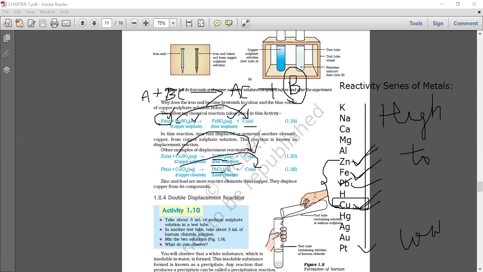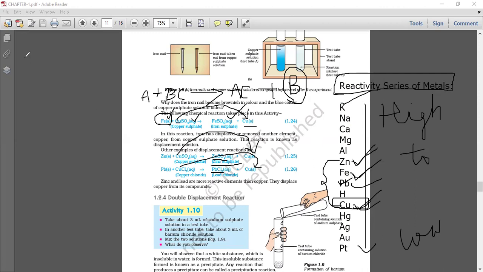So these are some more examples of single displacement reactions. We should know about the reactivity series of metals. The most reactive is potassium, sodium, calcium, magnesium, aluminium, zinc, iron, lead, hydrogen, copper, mercury, silver, gold, and platinum.